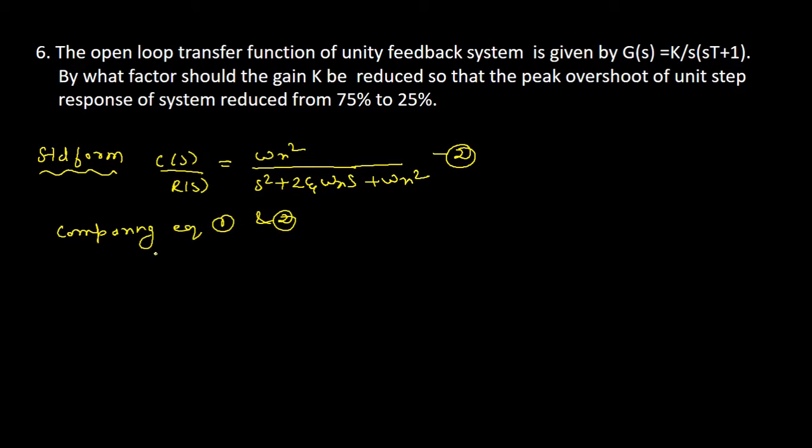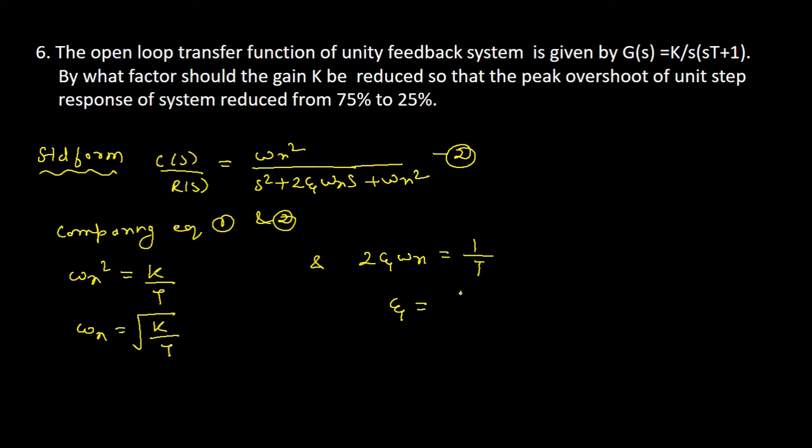Now comparing equation number 1 and 2, we will get ωn² = K/T. From here we will get ωn = √(K/T), and 2ζωn will be equal to 1/T. From here ζ will be equal to 1 upon 2T into √(K/T). We are just putting the value of ωn from this equation here. When we rationalize this denominator, we will get ζ = 1 upon 2√(KT).